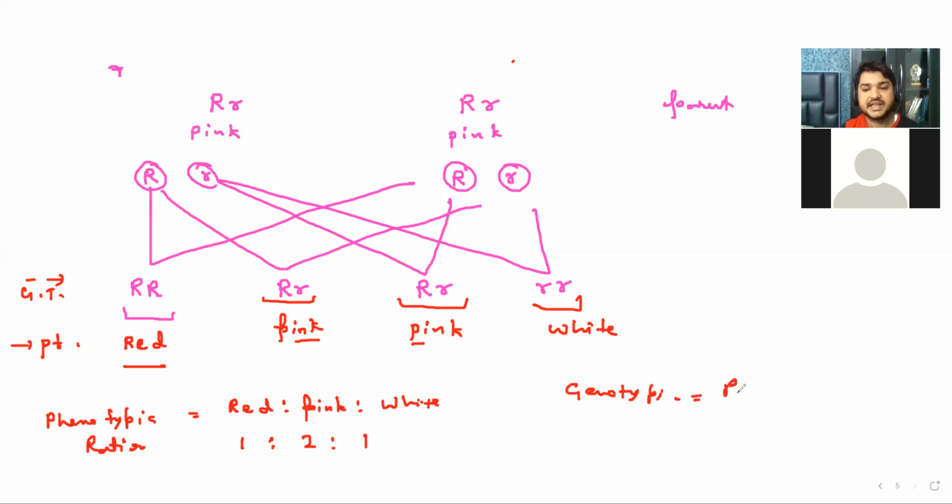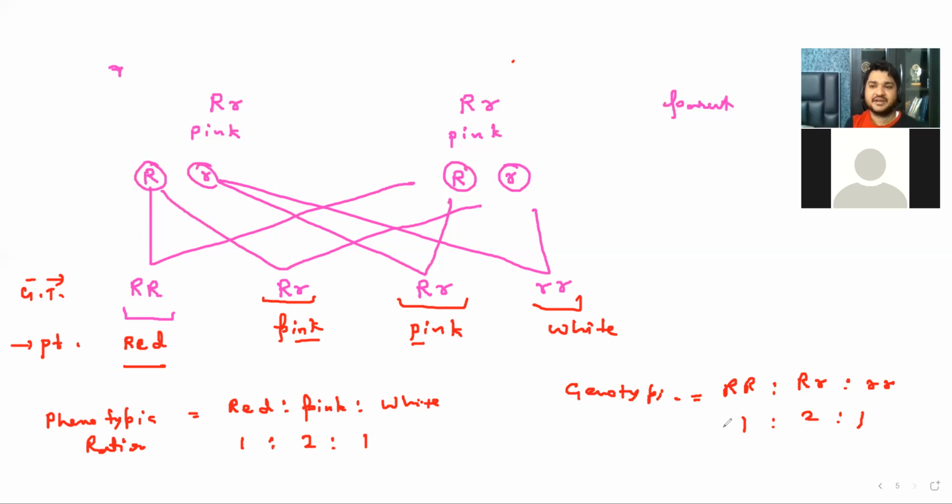You get only capital R, there are three other different genotypes: capital R, small r, then little r and little r. This ratio is also 1:2:1. So this is the only phenomenon where the phenotypic and genotypic ratios are the same.